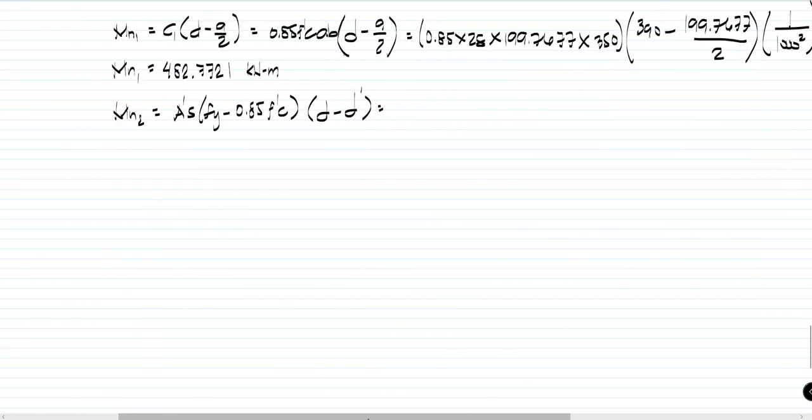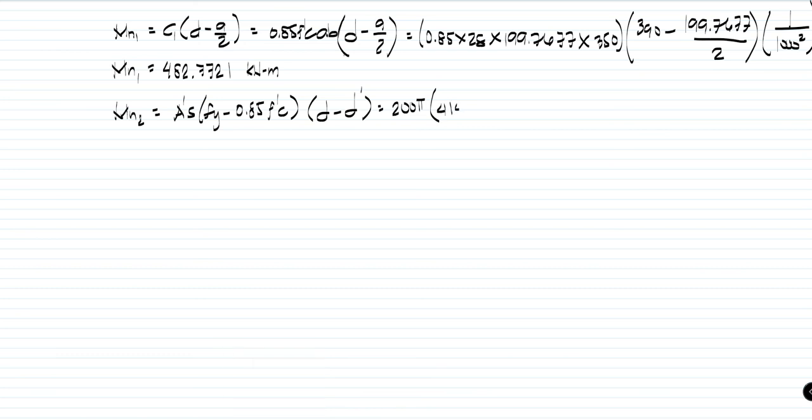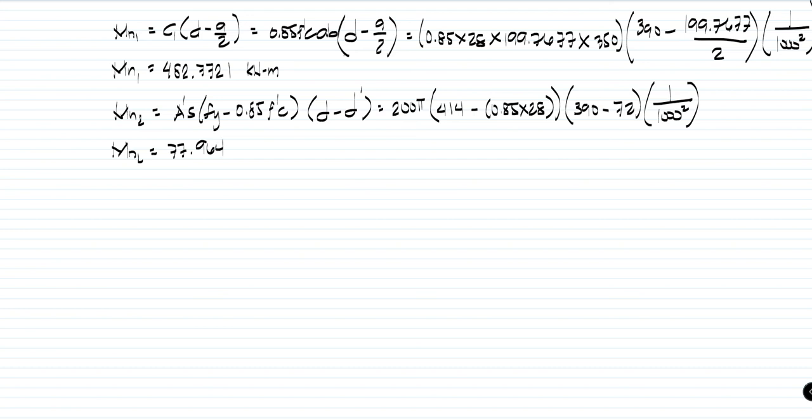So, substituting the values, we have 200 pi times Fy is 414 minus 0.85 times 28 times d, which is 390, minus d prime is 72 times 1 over 1,000 squared. So, our second nominal moment will be equivalent to 77.964 kilonewton meter.